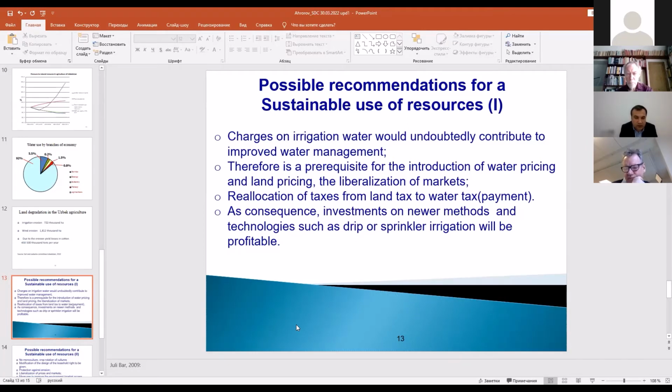As a consequence, investment in new methods and technologies such as drip or sprinkler irrigation will be profitable. Here, I would say that our government is initiating big subsidies on the introduction of drip irrigation and different types of water saving technologies, with up to 50% of the cost covered by the government. But from an economic point of view, introduction of water pricing instead of land pricing would create more incentives to save water.